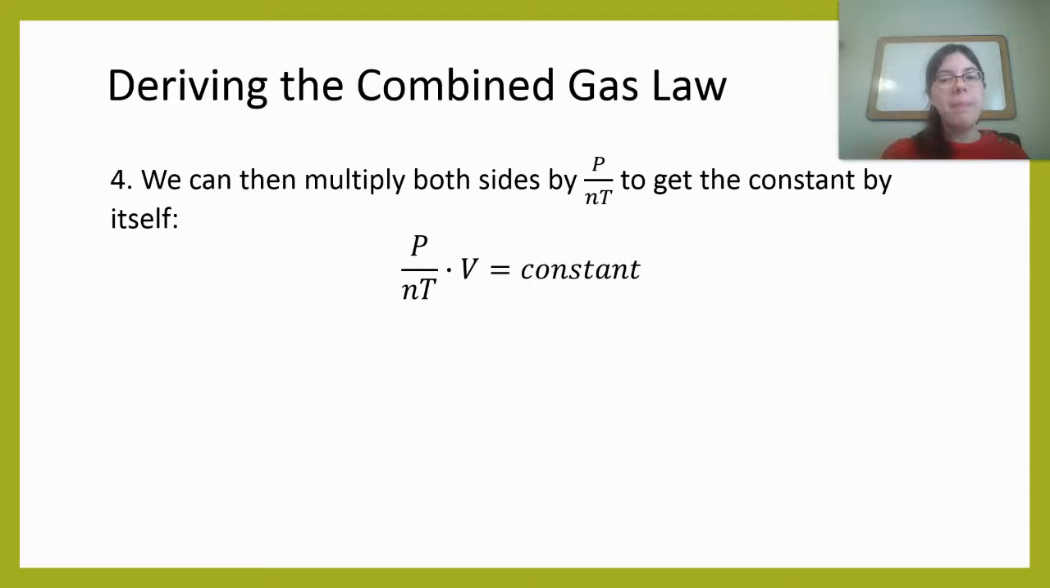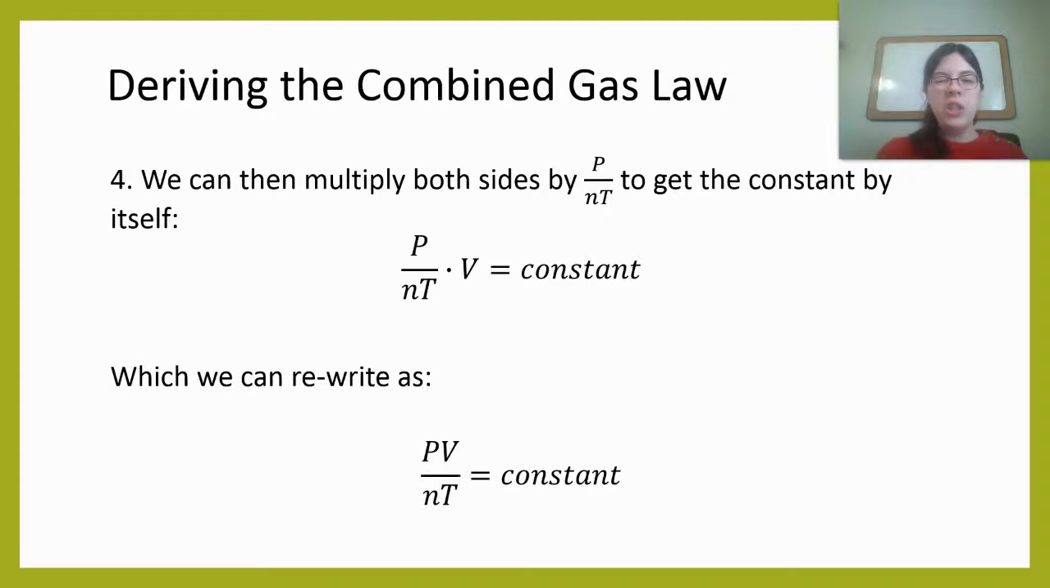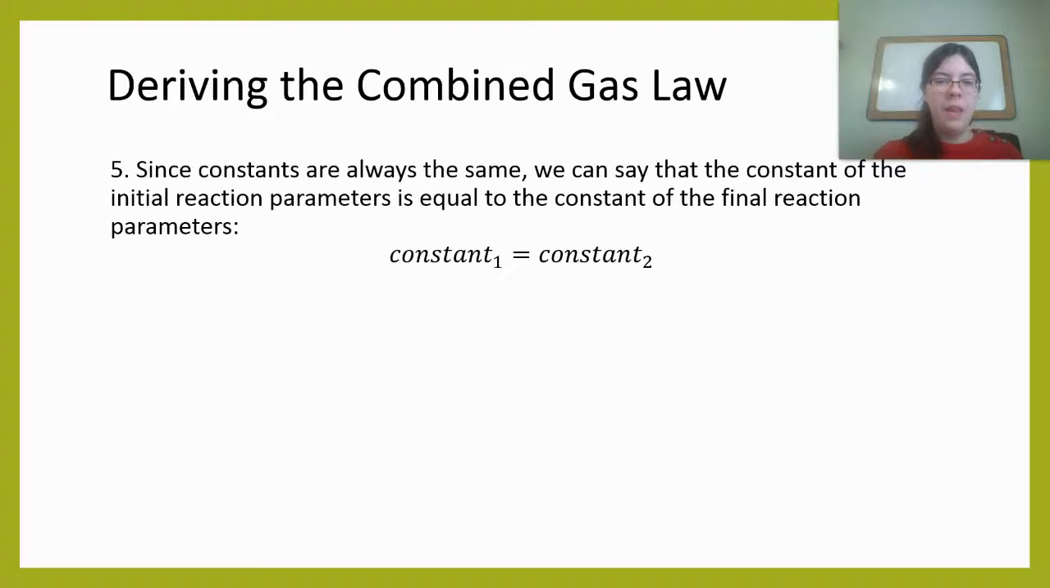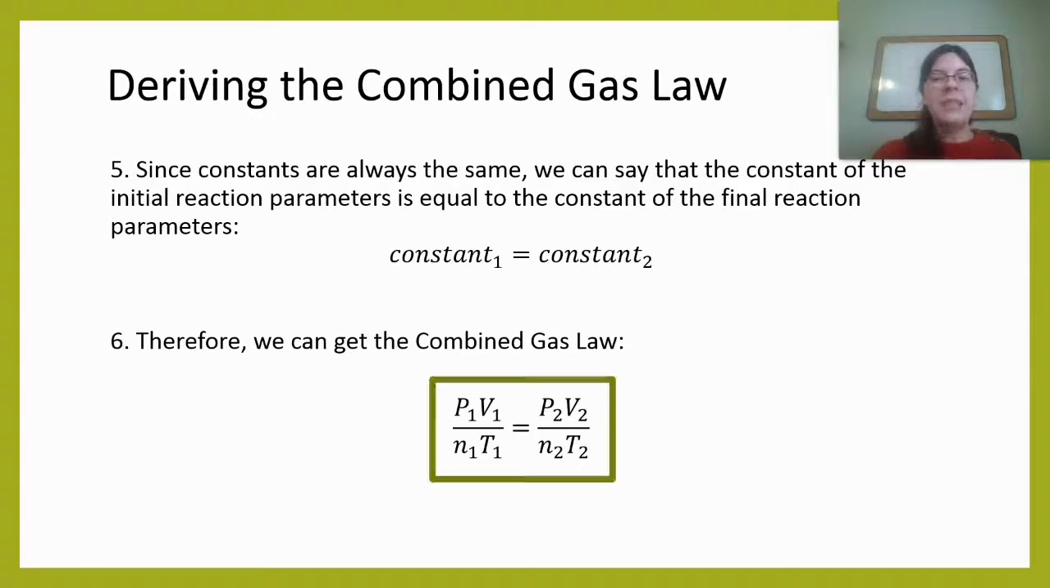So once I have that, I'm going to multiply both sides by pressure over the number of moles times temperature. And that basically allows us just to get the constant by itself. So we're just rearranging our equation. And once we have that, we can rewrite it and simplify it to get PV over NT is equal to some constant. Okay, and then finally, because constants are, well, constants, we know that the first constant must equal the second constant. So that gives us the final combined gas law.